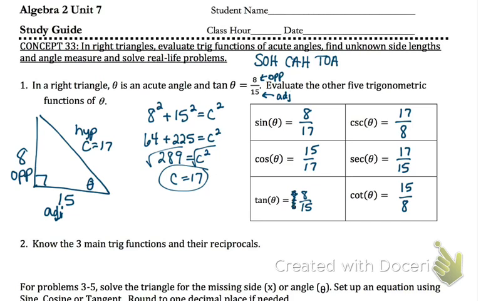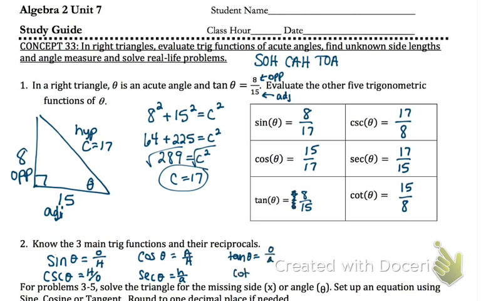Number 2, know the 3 main trig functions and their reciprocals. So right up here in our table, it's kind of given to us. Sine is opposite over hypotenuse, and its reciprocal is cosecant, so hypotenuse over opposite. Cosine of theta is adjacent over hypotenuse, and its reciprocal is secant. And then last we have tangent of theta, which is opposite over adjacent, and cotangent, which is adjacent over opposite.